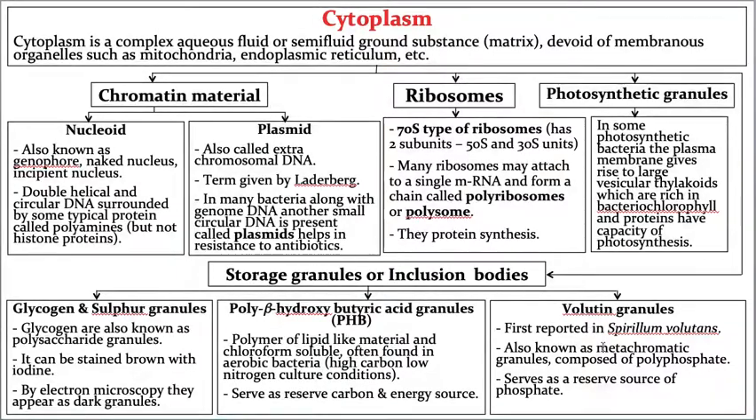Now, the last one is volutin granules, and volutin granules were first reported in Spirillum volutans. In Spirillum volutans these volutin granules were first observed, and they are also called metachromatic granules. Metachromatic granules are composed of polyphosphates, and they serve as a reservoir of phosphates. So this is all about the cytoplasm.